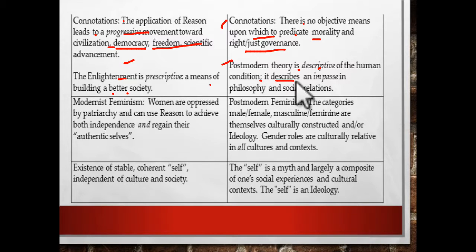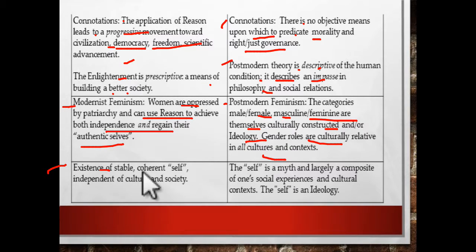It describes an emphasis in philosophy and social relations. Modernist feminism: humans are oppressed, but can use reason to achieve both independence and regain their authentic selves. Postmodern feminism: the categories male and female, masculine and feminine, are themselves culturally constructed, and gender norms are ideology, culturally relative in all cultures and contexts.